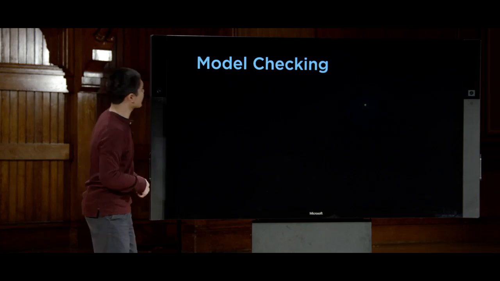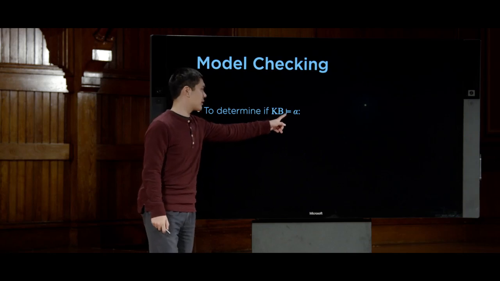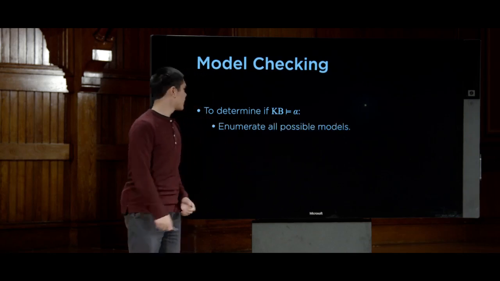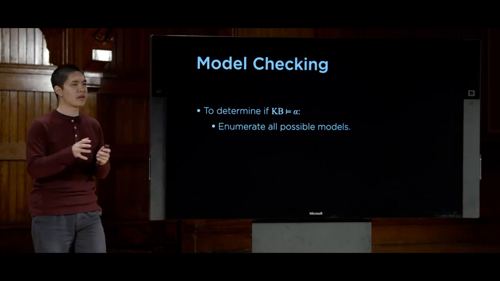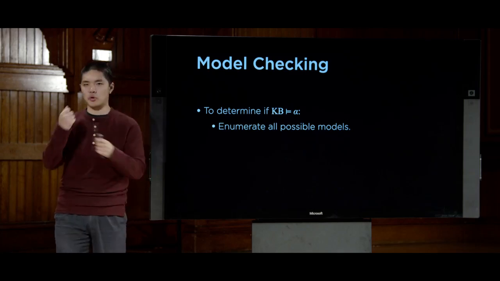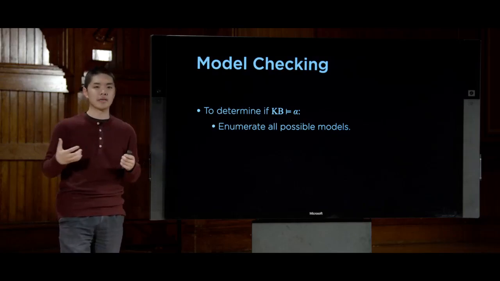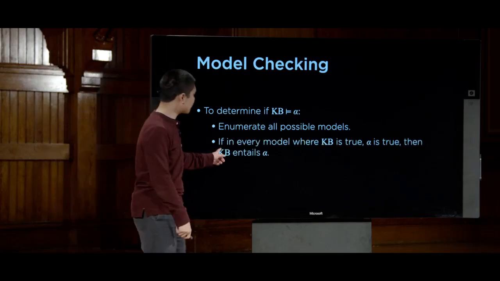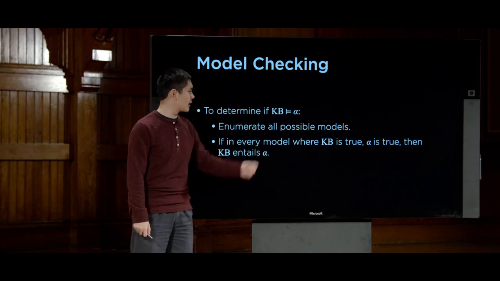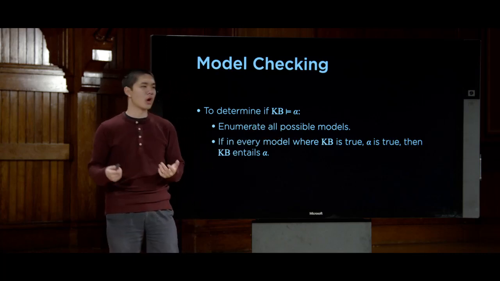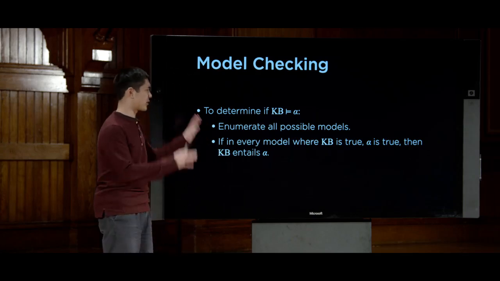So what does our model checking algorithm do? Well, if we wanted to determine if our knowledge base entails some query alpha, then we are going to enumerate all possible models. In other words, consider all possible values of true and false for our variables, all possible states in which our world can be in. And if in every model where our knowledge base is true, alpha is also true, then we know that the knowledge base entails alpha.